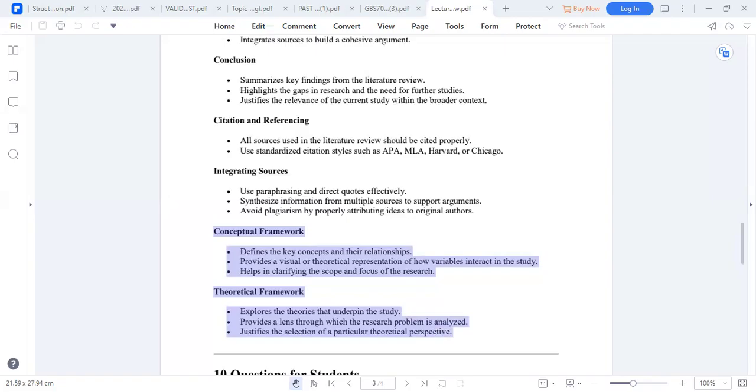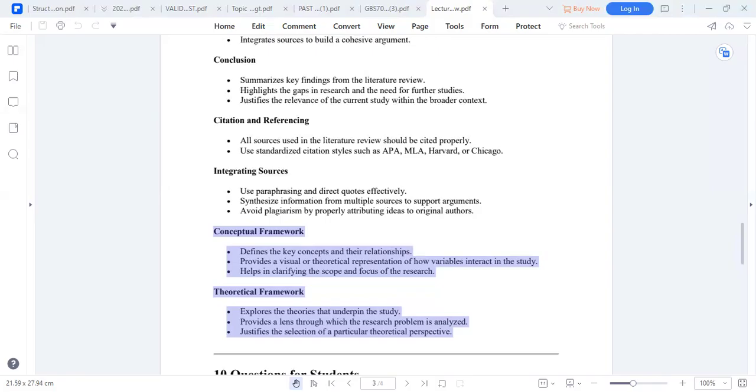Theoretical framework, what does it do? Anyone? What is a theoretical framework? So when you're dealing with the theoretical framework, here we are basically looking at, okay, let me start with the conceptual framework.